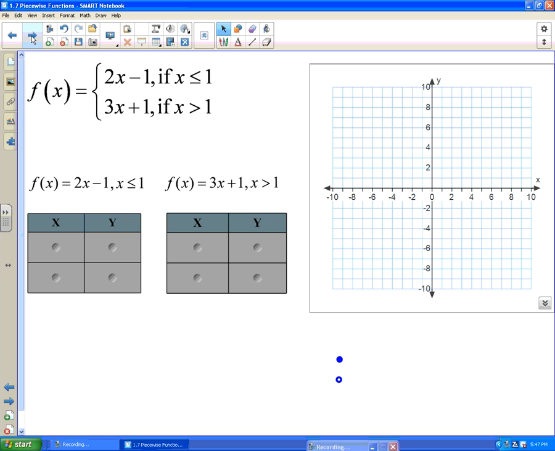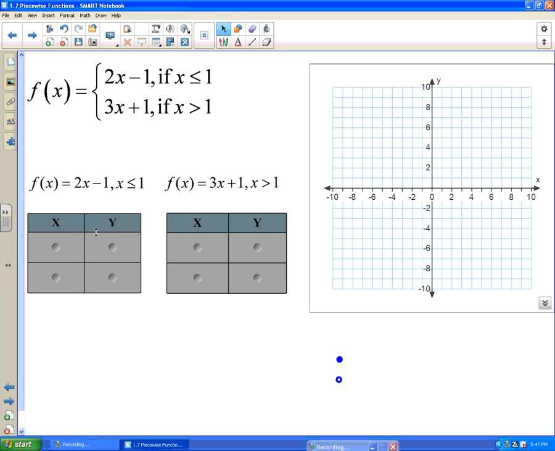I've got f of x equals 2x minus 1 whenever x is less than or equal to 1. And I've got f of x equals 3x plus 1 whenever x is greater than 1. What this is saying, whenever I have an x less than 1, or 1, like 1 or 0 or negative 1, I'm going to use the first function, 2x minus 1. If I have an x bigger than 1, say 1.5 or 2 or 3, I'm going to use 3x plus 1. So what we're going to do is break this into pieces and graph each piece separately.